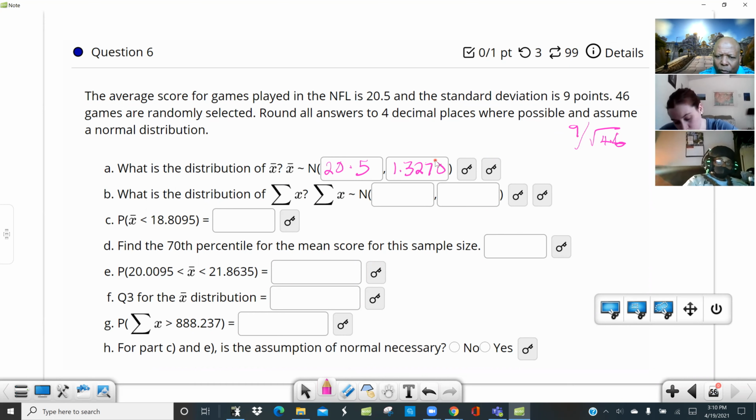How about the sums? Well, you multiply 20.5 by the sample size of 46, which gives 943. And the standard deviation is 9 times the square root of 46 again, 61.041.